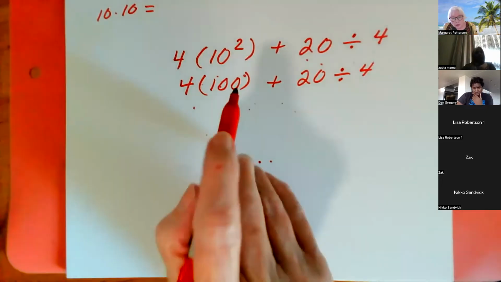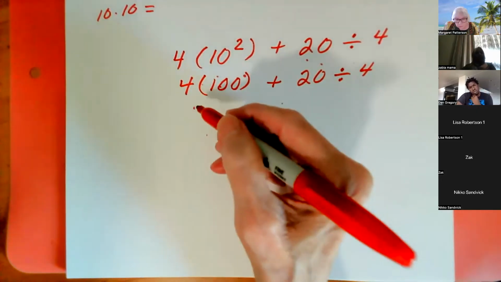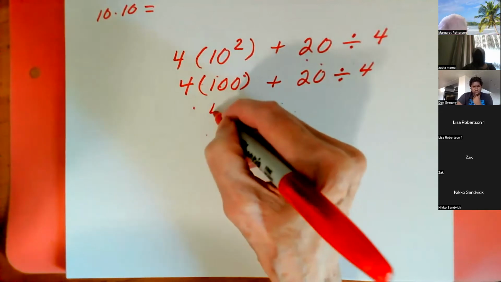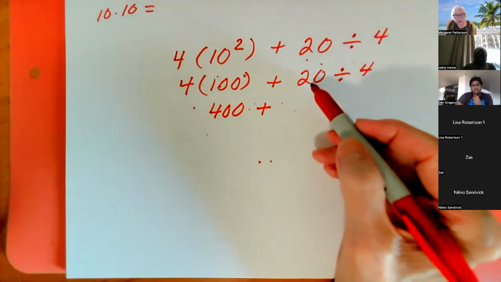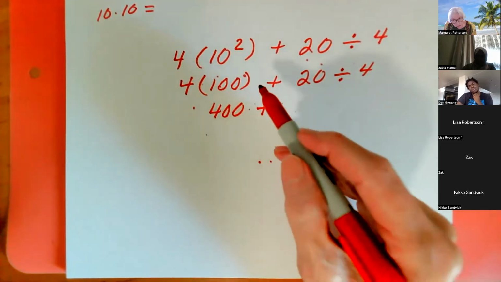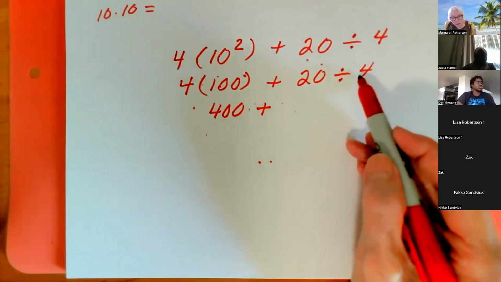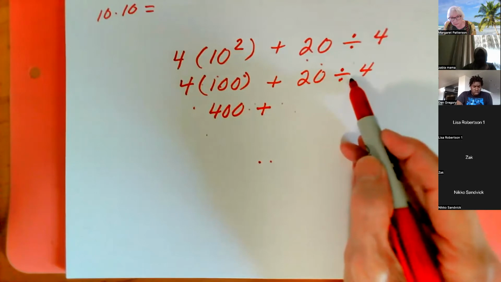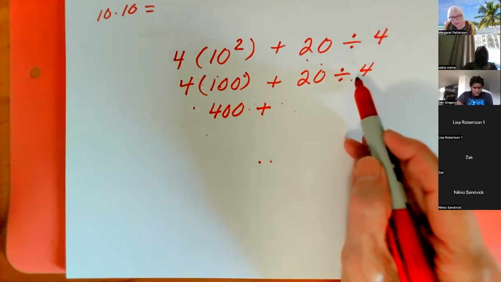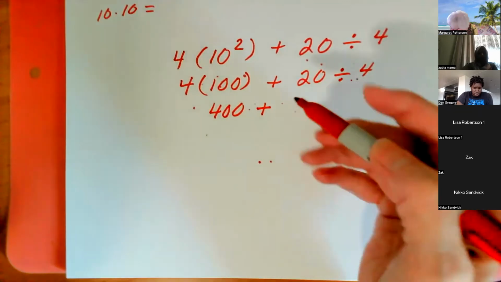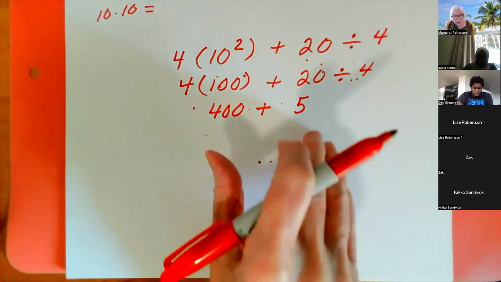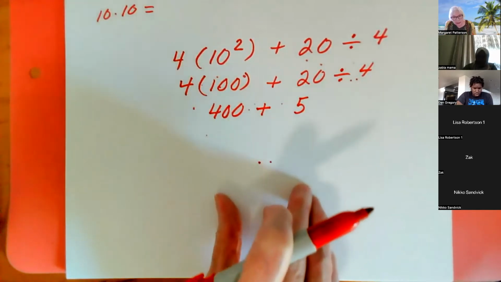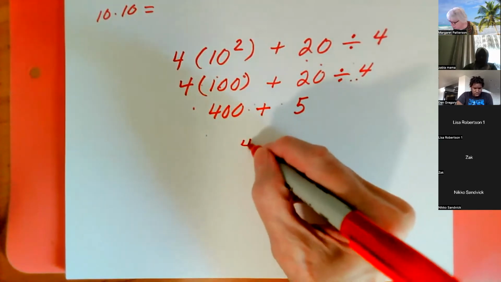So 4 times 100, I mean, 400. And then this, that was multiply, and this is divide. This would be next, wouldn't it? So 20 divided by 4, 5. You see? And then notice how that adding is the very end.